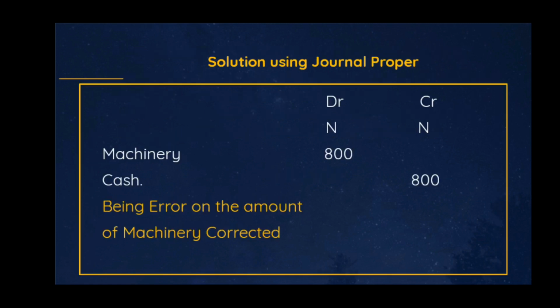Let us look at the journal entry. Debit machinery 800 naira, credit cash 800 naira, being error on the amount of machinery corrected.